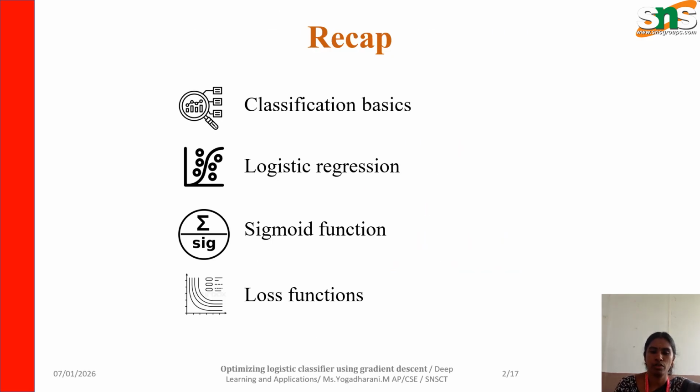Before moving forward, let us recall some basics. Classification means predicting categories, such as a binary result like yes or no, true or false. We already studied logistic regression, which is a sigmoid function and loss function at a base level. Today we'll see how all these components work together during training. If you don't understand everything clearly, don't worry, I'll explain again step by step.